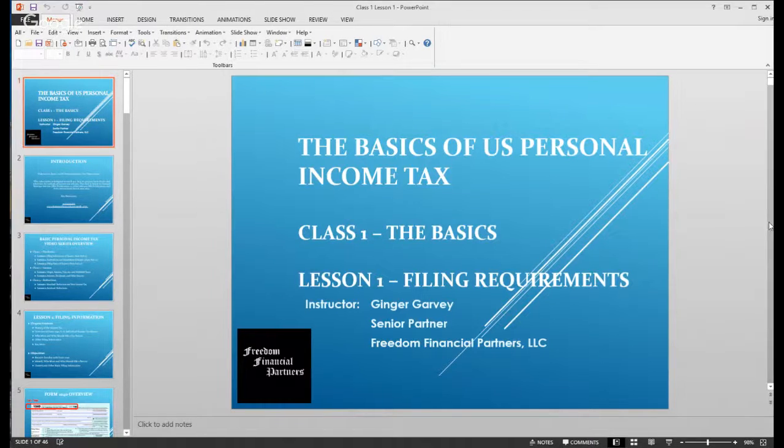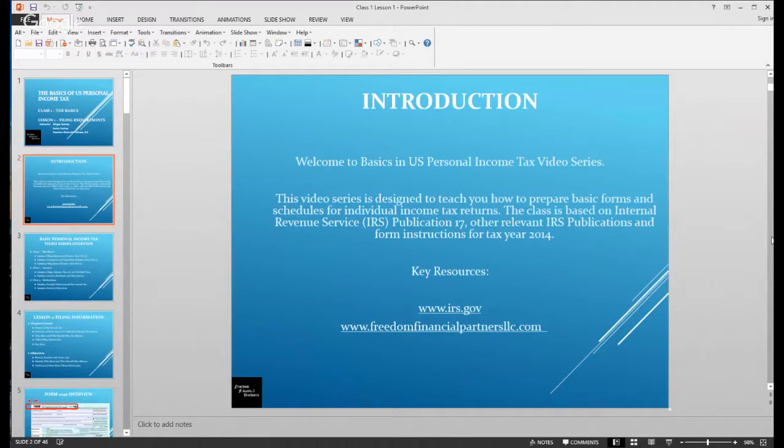When you see these classes, you'll see that these are all based on Publication 17. References are identified. You can find a copy of the latest Publication 17 on the IRS website, or you can find out more information at freedomfinancialpartnersllc.com.